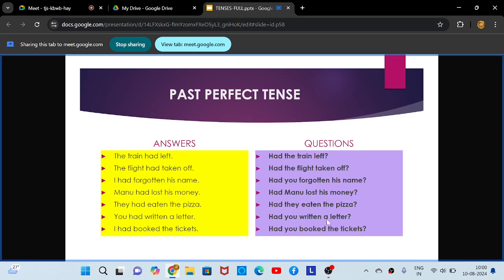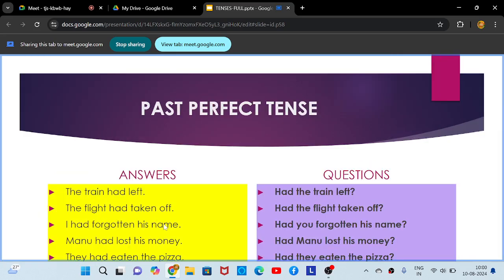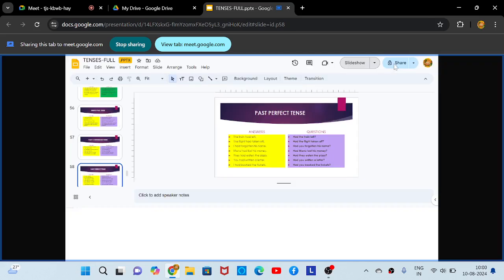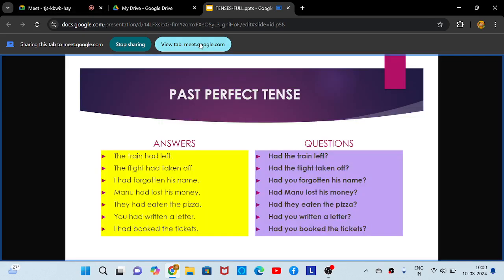Had you written a letter? Yes, I had written. I have one doubt. For beat, what is the past tense and future tense? For which word, ma'am? Beat. Beat, B, bet, beat, bet, beaten.